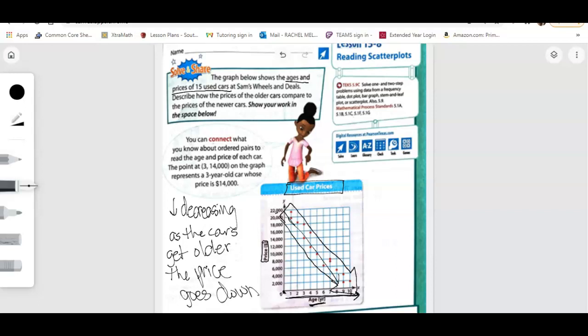That's what it means when it says describe how the prices compare. So we're just looking to see if it's a new car, it's going to be more expensive, and if it's an old car, it's going to be less expensive.